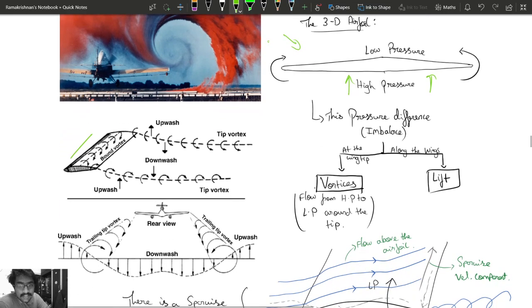So this is another representation of the same kind of vortices. These vortices are called wingtip vortices. They're also called the trailing vortices, or the trailing tip vortices. And the vortices created along the span of the wing are called bound vortices, but these do not contribute to the drag. So we'll ignore them for now.